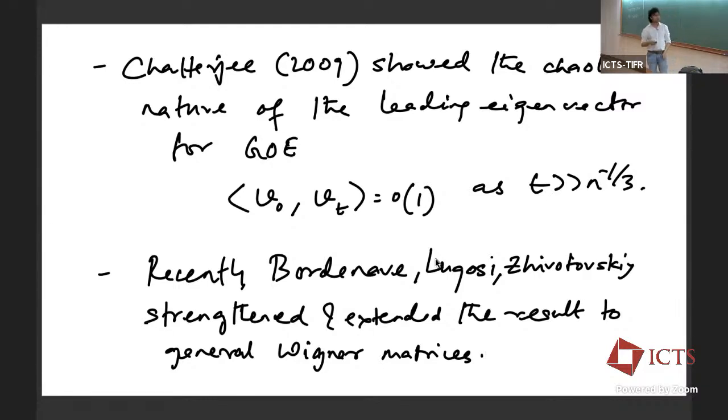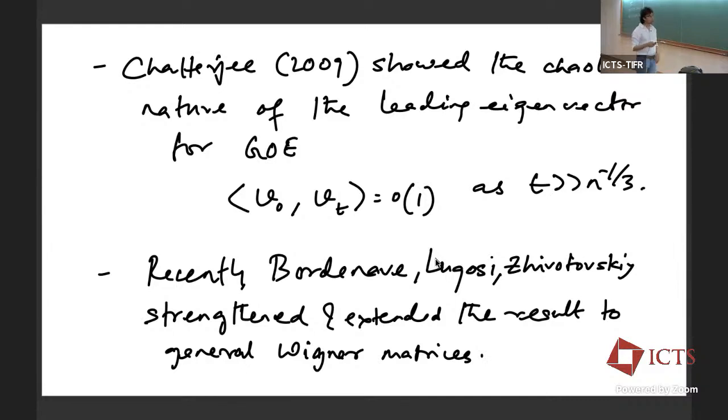And it turns out that if t is large enough, by large enough I mean, if the matrix size is n and t is bigger than n to this number, okay, this number will become more clear later, but for the moment, there is some number such that if t is bigger than that, which means that you have introduced enough noise in the system, then the two eigenvectors are essentially orthogonal. So the direction of the eigenvector at time 0 tells you nothing about the direction of the eigenvector at time t. Okay.